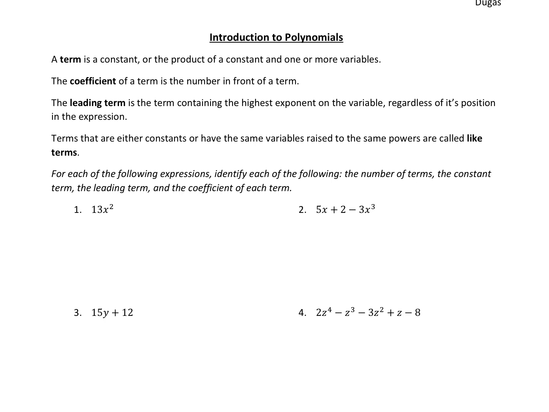A coefficient of a term is the number in front of a term. The leading term is the term containing the highest exponent on the variable, regardless of its position in the expression. So this is key. The leading term does not have to be first in the expression. It just has to have the highest exponent. Normally we write our expressions in descending order according to the variable's exponent, but it's not necessarily written like that. So the leading term is the highest exponent on the variable.